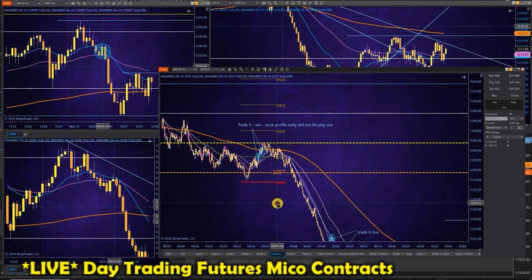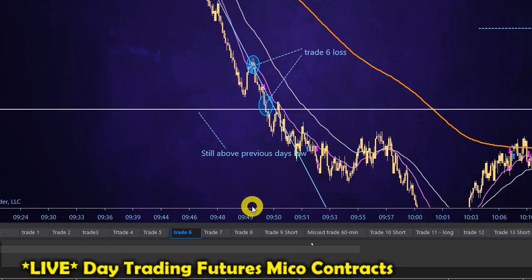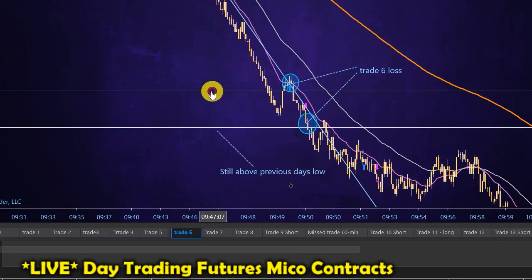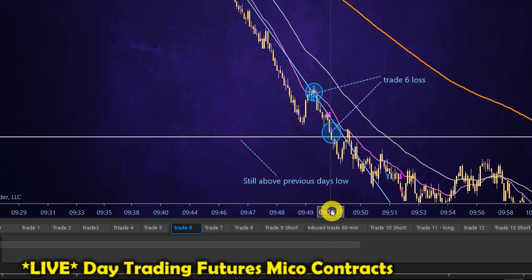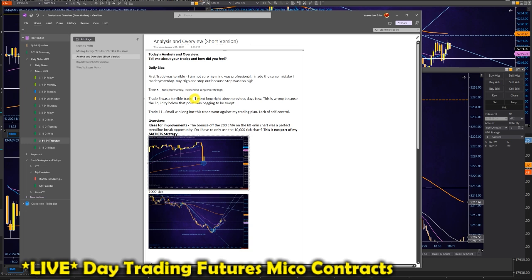But here we are in trade 6, which comes way, way down here. And this was a bad trade altogether. I'll tell you why trade 6 was a bad trade. Because it was still above the previous day's low. That's the reason not to take the trade here, because more than likely it wants to take the liquidity below. Terrible trade. I went long right above the previous day's low. This was wrong because the liquidity below that point was begging to be swept.